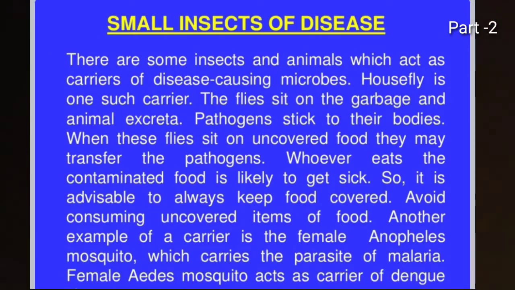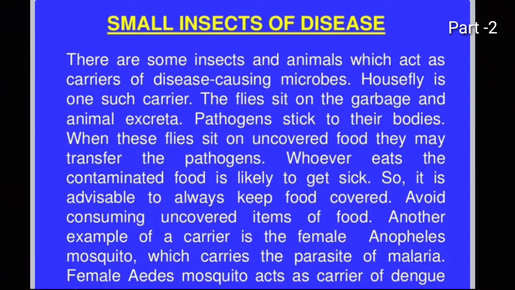Next is insects as carriers of disease. There are some insects and animals which act as carriers of disease causing microbes. Housefly is one such carrier. The housefly is the common fly which you observe in your homes daily. It is one of the most important carriers of disease.